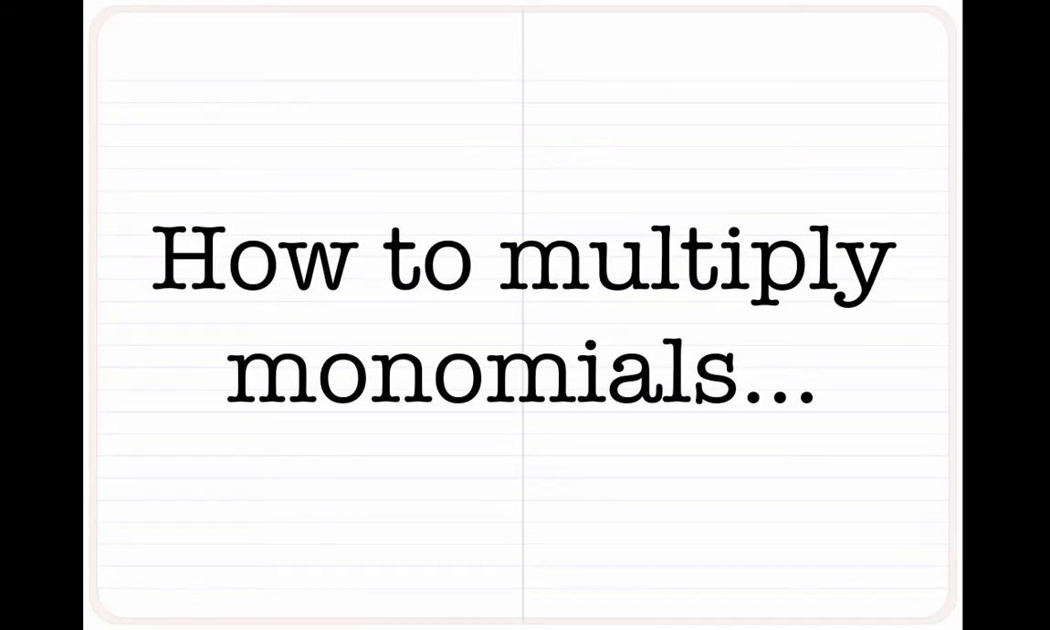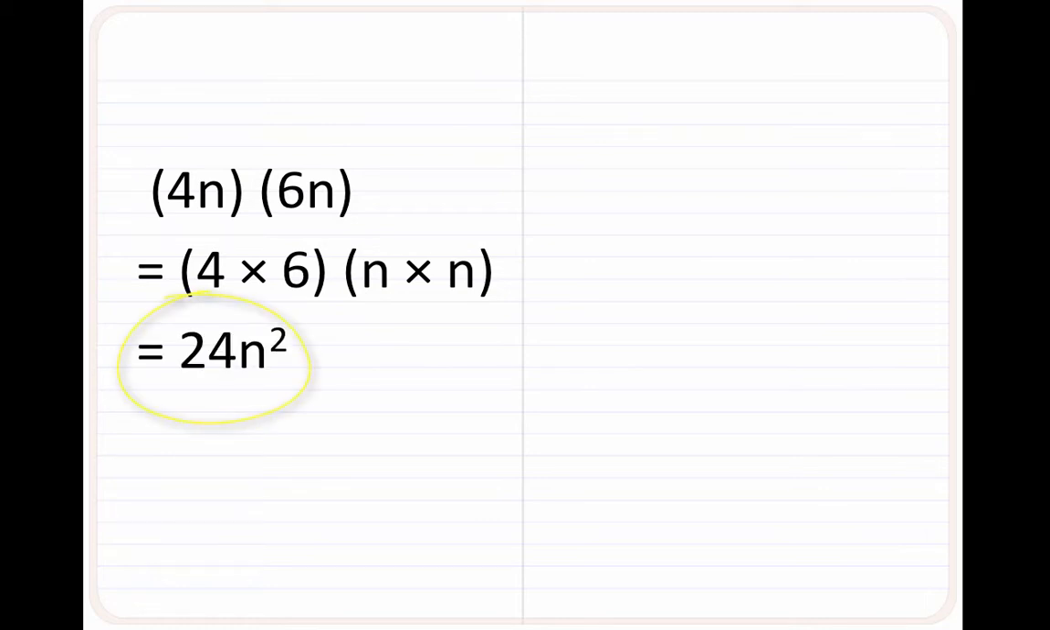How to multiply monomials? Say you have 4n times 6n. First, you multiply the numbers, 4 times 6 in this case, and then the variables, n times n. This would give us 24n squared because we have two variables, n.